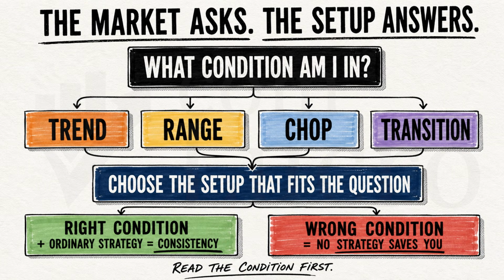Here is the thread running through all 7 setups. They are not 7 opinions competing for your trust. Each one answers a specific question the market is asking, and the only way to answer well is to know which question is on your screen. Read the condition correctly, and an ordinary strategy becomes consistent. Read it wrong, and no strategy will save you.